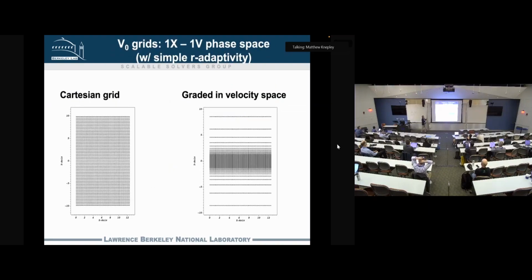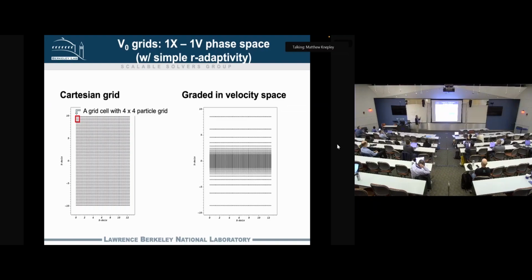So this is in 1x plus 1v. So you've got velocity in the y-axis and space in the x-axis with periodic boundary conditions. We use a Cartesian grid. We have simple R adaptivity where we put more particles around where the zero velocity is, where the density of particles is increased, for a simple adaptivity strategy.